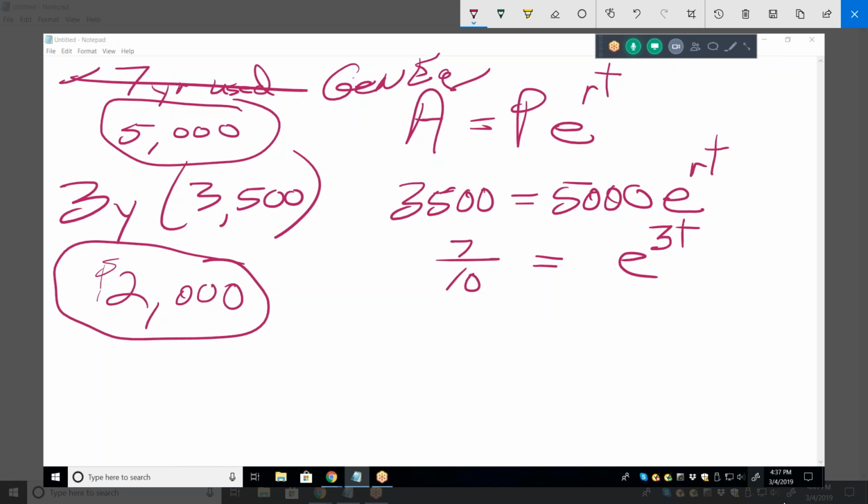Natural log of... Hold on a second here. Excuse me, I didn't write this correctly. 3 is t. It's 3r. Okay. In other words, all I did was fill in the 3 years, fill in 3 for t. Now, let's solve for r.